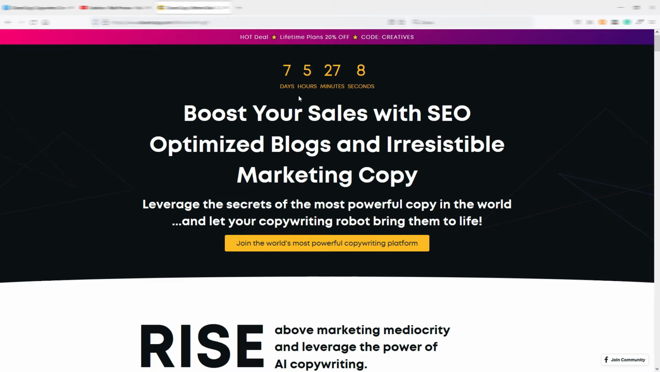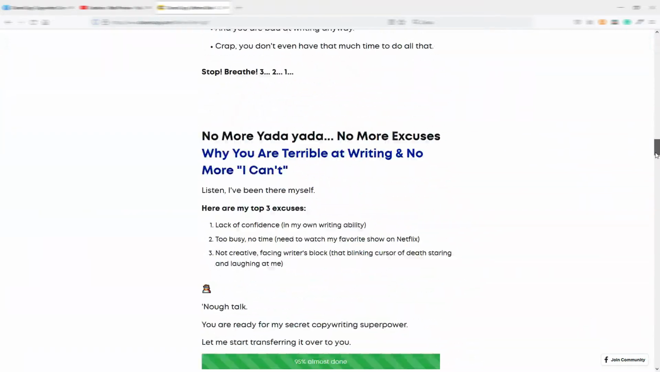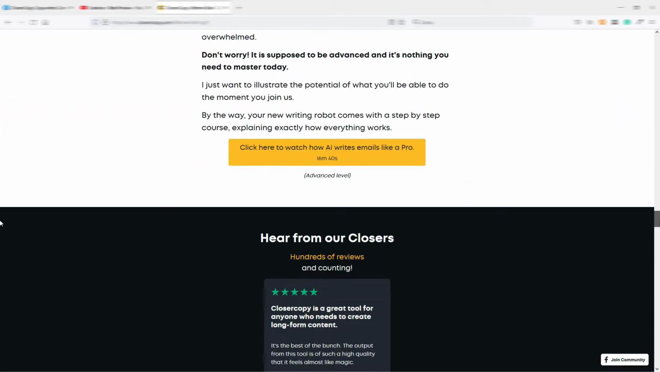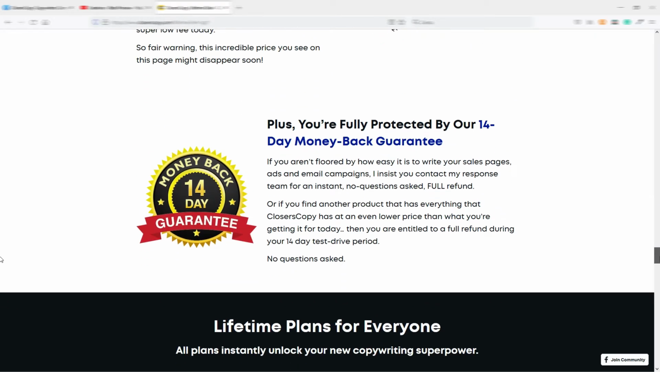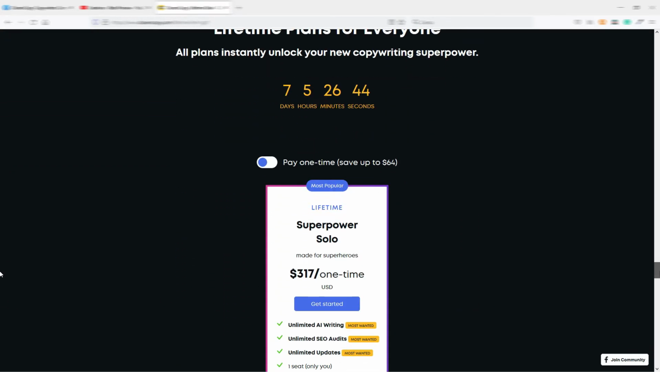If you like the idea to play around with AI-generated images, maybe without paying any monthly plan for this kind of thing, you can purchase one of the lifetime deal plans here in ClosersCopy before the price goes up. You also have a 14-day money-back guarantee if you don't like it.